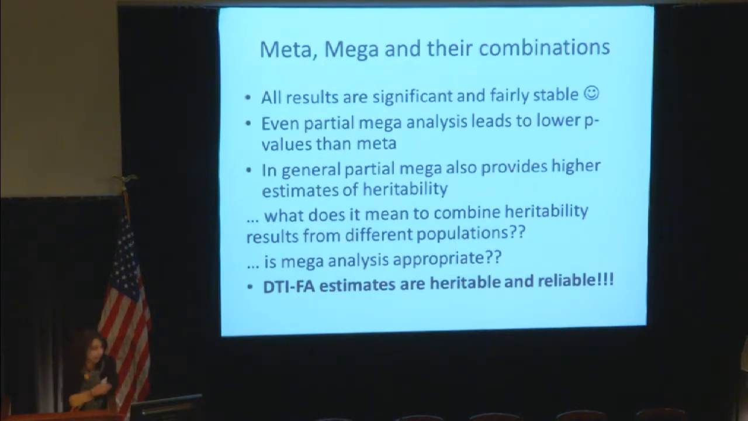So in summary, all the results are significant and fairly stable. Even the cerebral spinal tract is fairly stable and not very heritable. It's stable in its non-heritability. Even partial mega-analysis leads to lower p-values than meta-analysis, so even using mega-analysis as much as you can gives you a stronger estimate than just meta-analyzing the data alone.